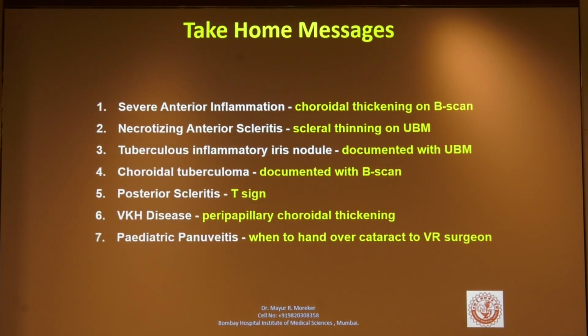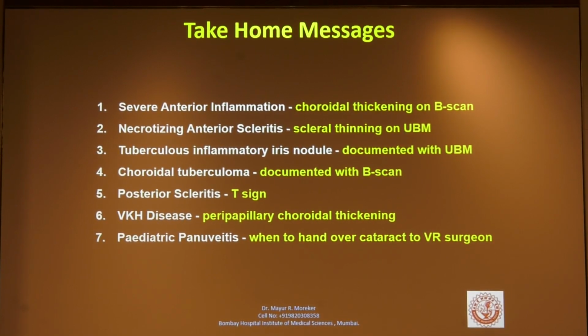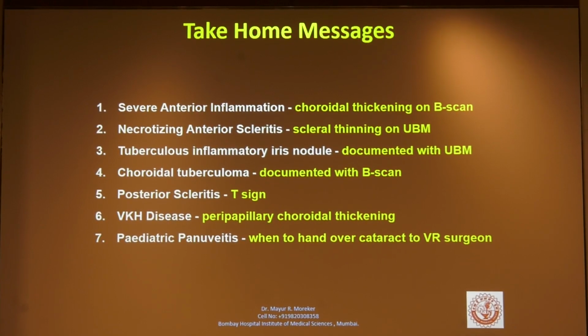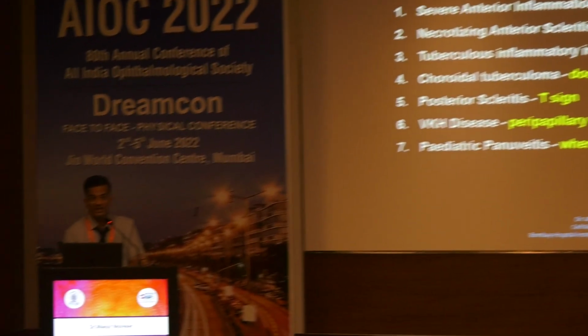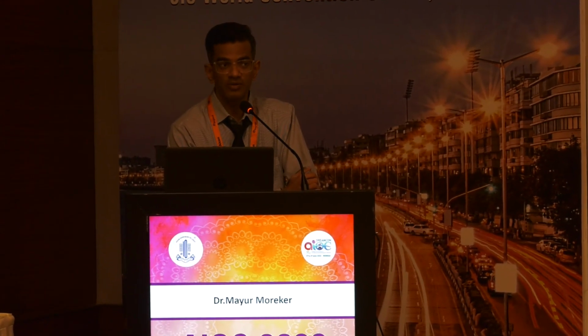So, coming to the take-home message: in severe anterior segment inflammation, always best to do a B scan to look for posterior segment involvement. In necrotizing anterior scleritis, one may use a UBM to document the scleral thinning, although it may be very obvious on clinical examination. Whenever you are seeing elevated iris nodules in a case of tuberculosis, it may be a good idea to do a UBM to look for the nodules on the iris.